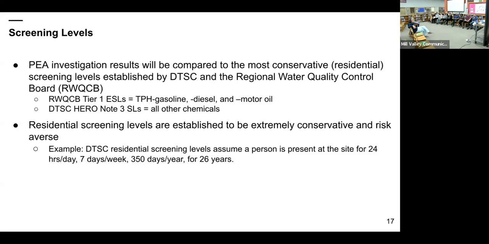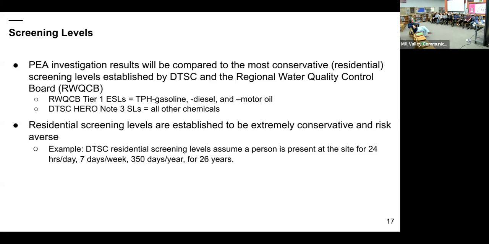Just a little insight into how these residential screening levels are established. They assume the most sensitive receptors, which DTSC classifies as children 0 to 6 years old and the elderly. And they're designed to be extremely conservative and risk averse. For example, the DTSC residential screening level for lead assumes a person is at the site for 24 hours a day, 7 days a week, 350 days a year for 26 years.